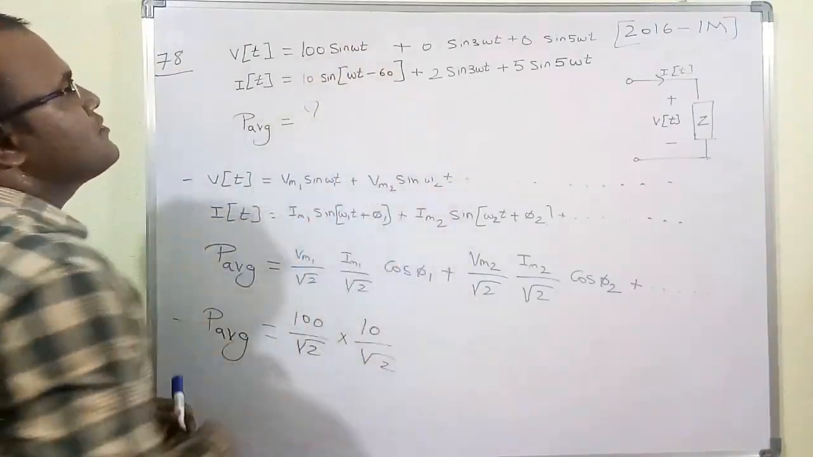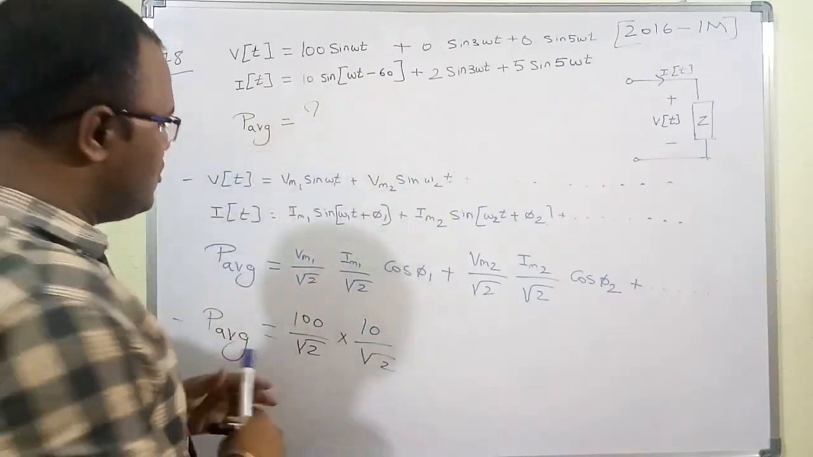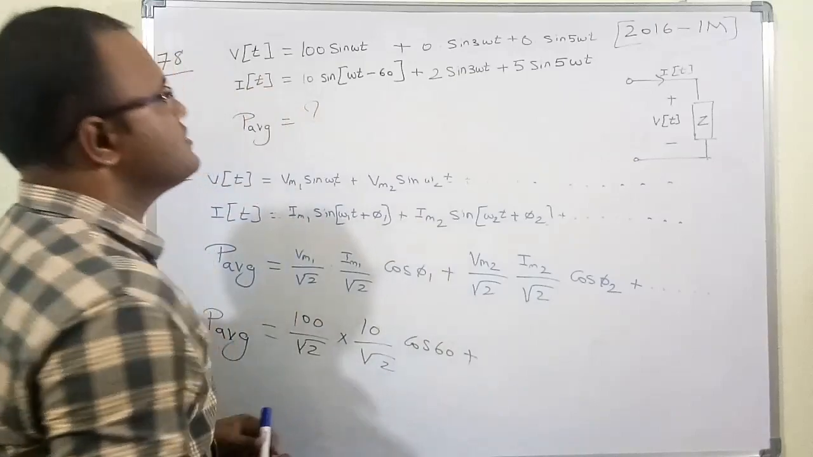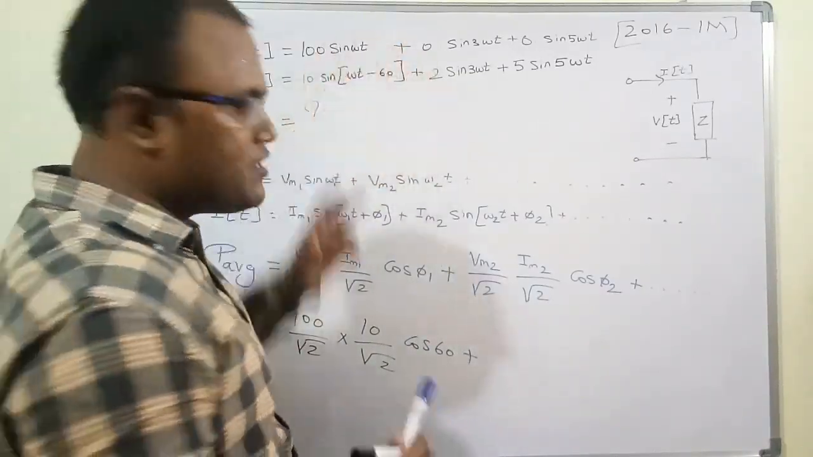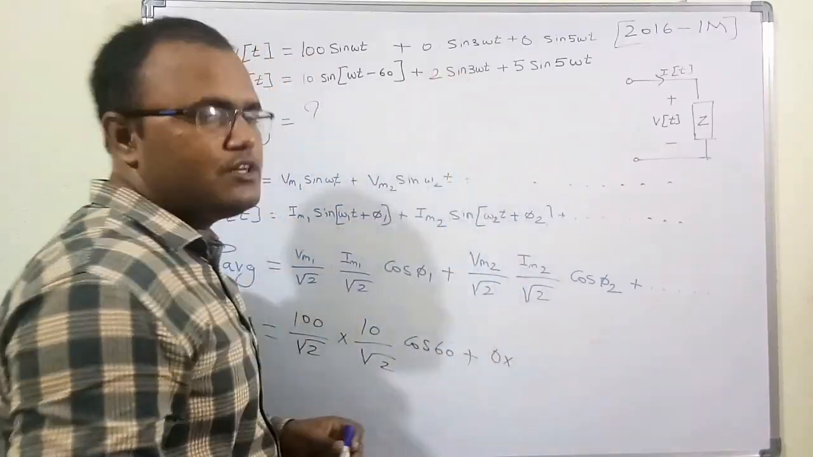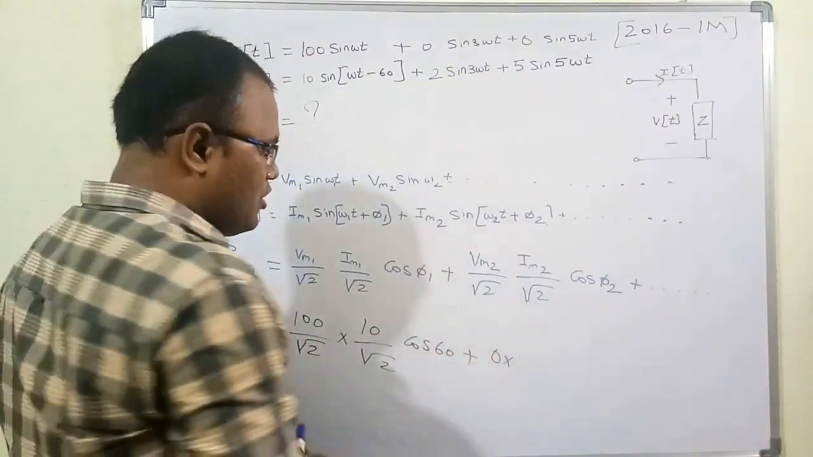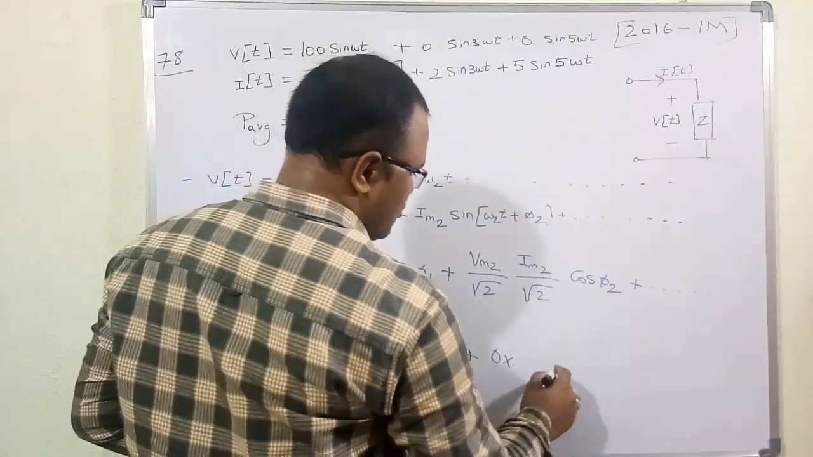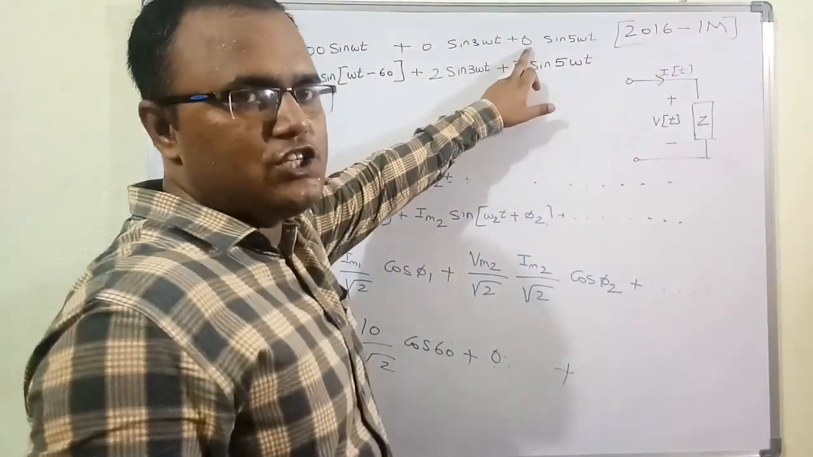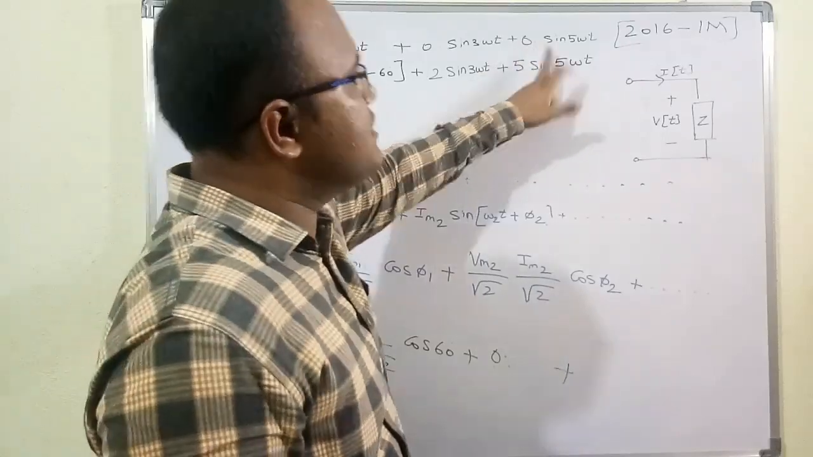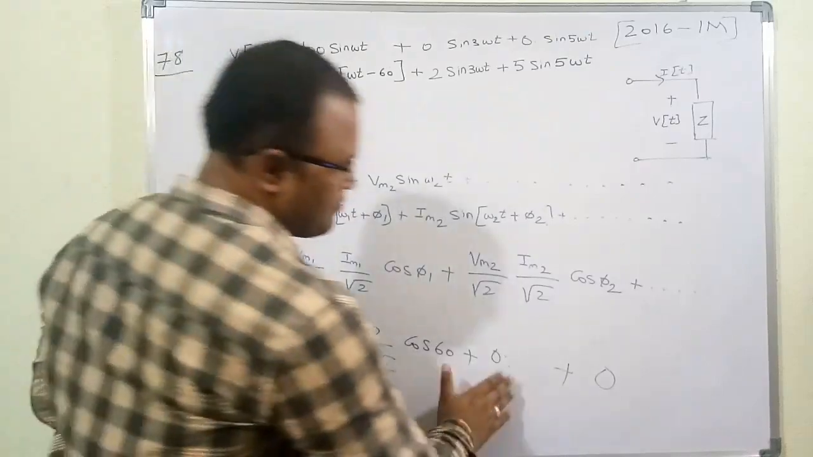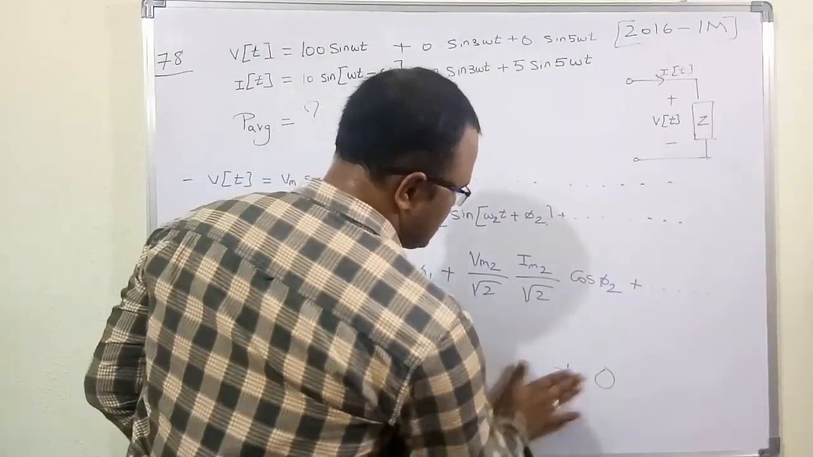Between these two signals, the phase difference is 60 degrees, so cos of 60 degrees. Plus here it is 0, and 0 by root 2 is again 0, so 0 into 2 by root 2 into cos of 0 is again 0. Everything is 0, and anything multiplied by 0 is 0. Here also the RMS is 0 by root 2, so again 0. So therefore only this first expression is going to be valid, and the remaining terms are all 0. So now we need to write this one.